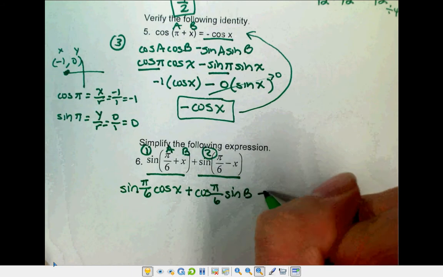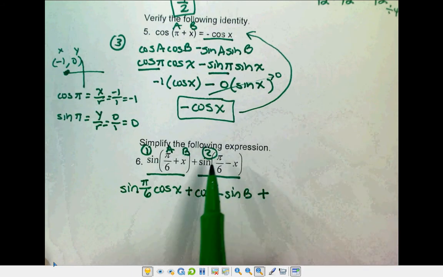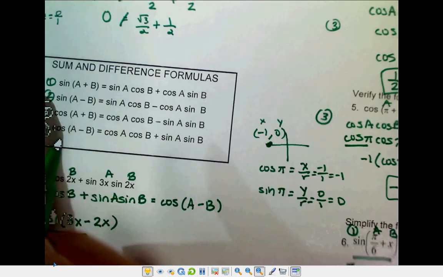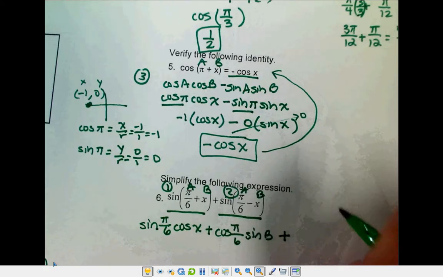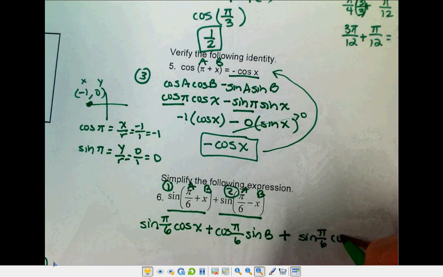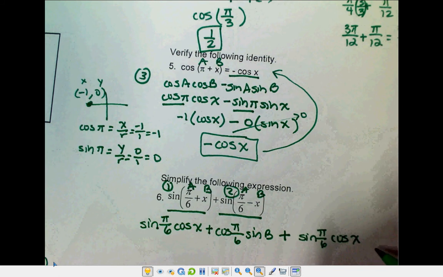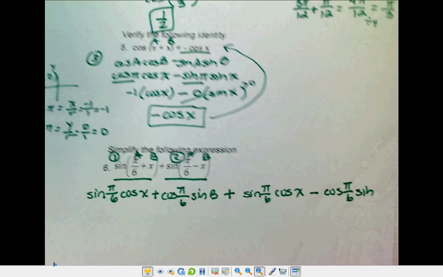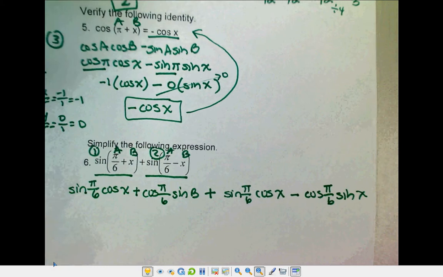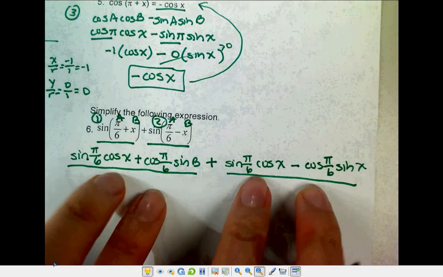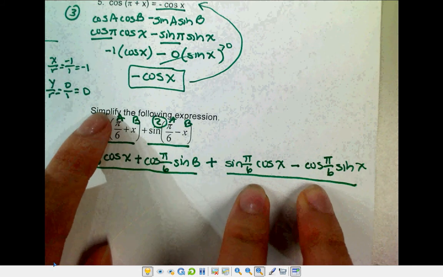And now I want to add the second part right here, which is sine of pi over 6 minus x. So here's another a and b. This time we're using equation number 2 to simplify this one. So now we have sine of a, sine of pi over 6, cosine of b, which is x. And this one is a minus cosine of a, which is pi over 6, sine of b, which is x. So these are the two separate expressions here, expanded out.